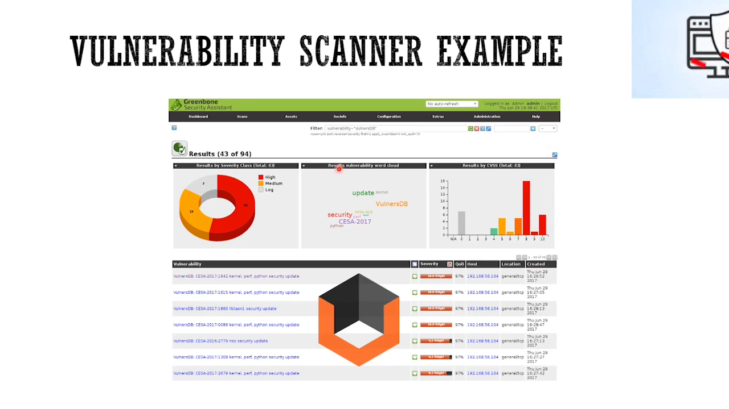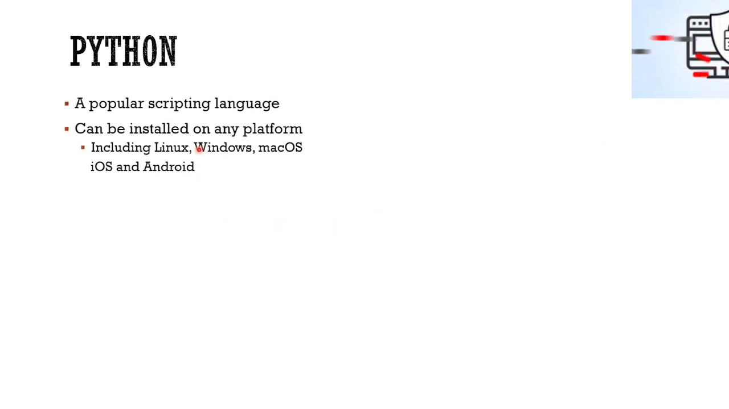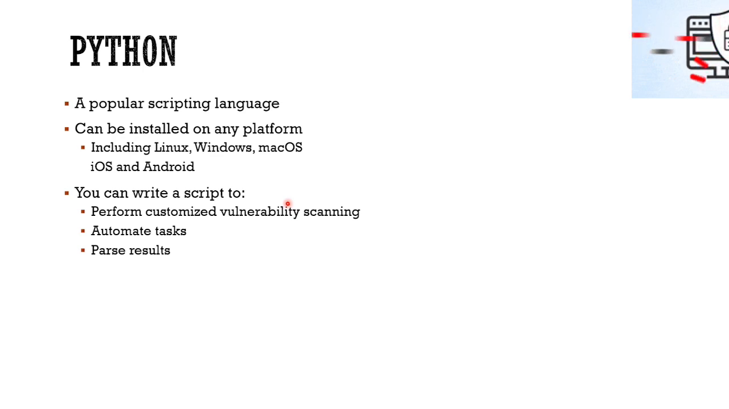Python is a very popular scripting language, and as scripting languages go, it's relatively easy to learn. So you can install it on pretty much any platform, Linux, Windows, Mac OS, iOS, Android. And you can write your own scripts for customized vulnerability scanning to automate some specific task and parse or take apart and analyze the results. Python's really good for that. Python is actually used in a number of commercial scanning tools. GitHub has many Python hacking tools that other people have written that you can download and run.